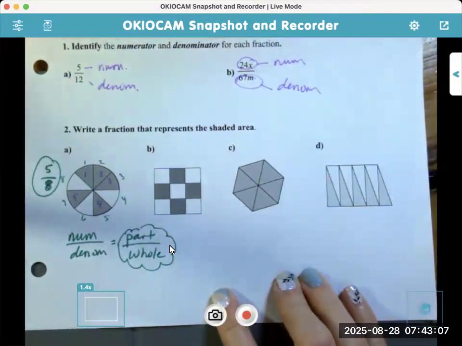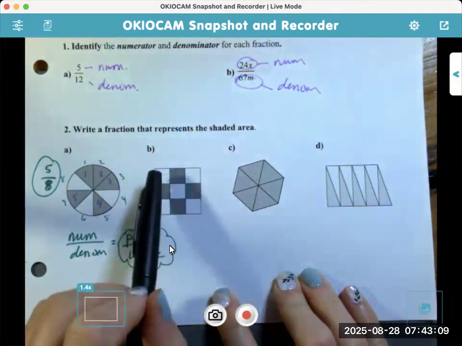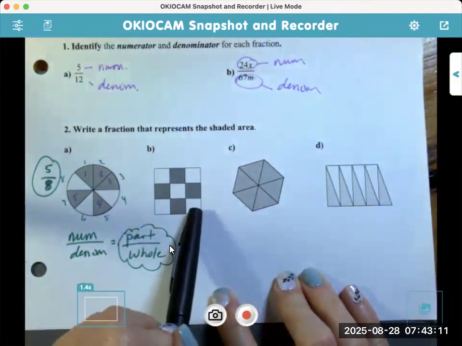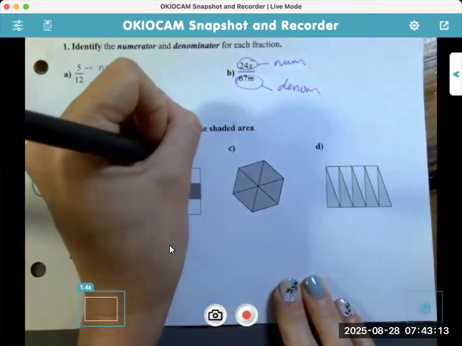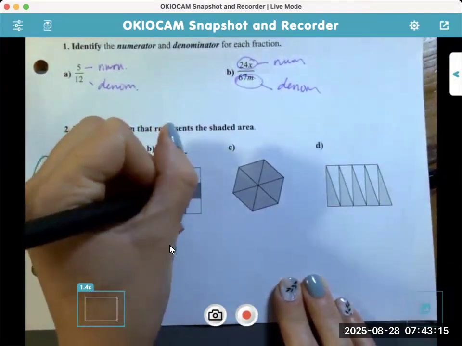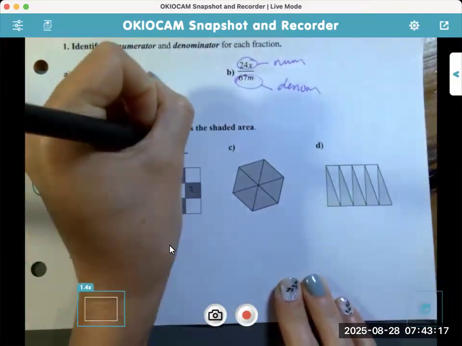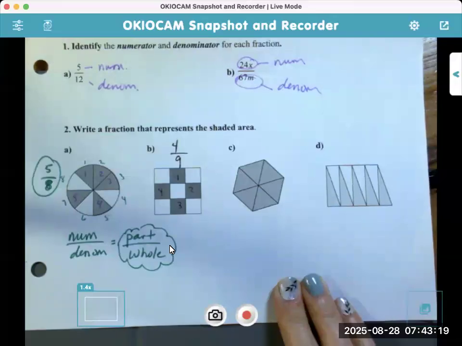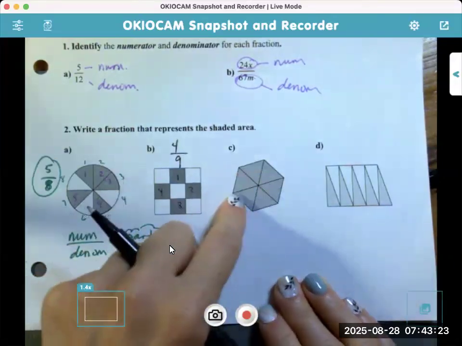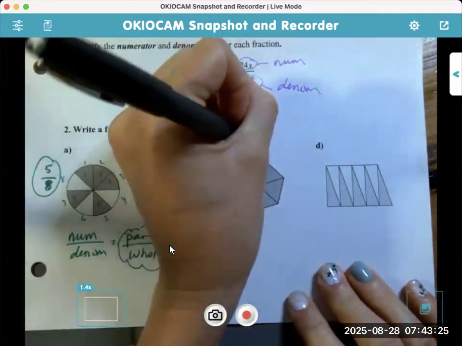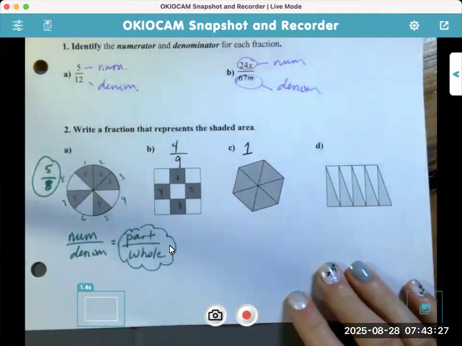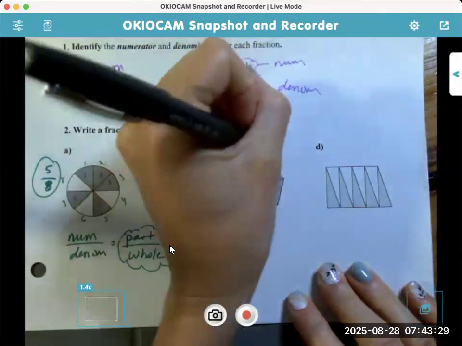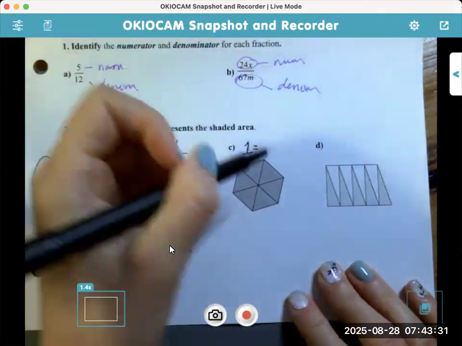Okay, so here we have 9, right? A 3 by 3. So the denominator is 9, and then 1, 2, 3, 4 shaded. So 4/9. Here, it really doesn't matter. This is just one whole, right? That's just one unit. It's the same thing. We'll talk about it later.